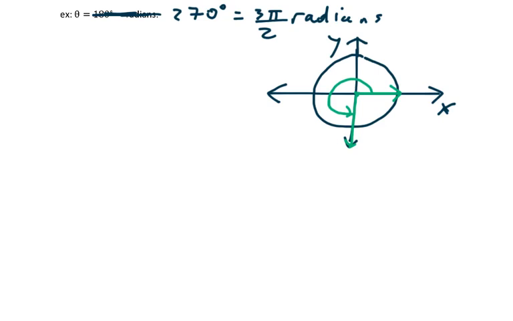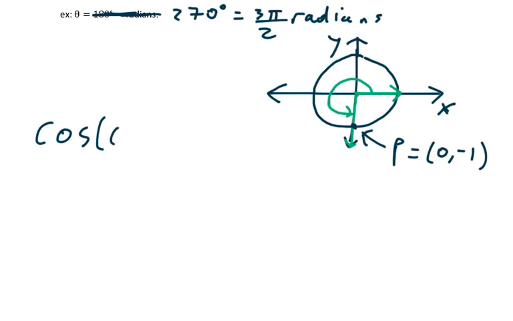Now the question is, what is this point here? That's our P, which in this case is going to be 0, -1. So here we have our P. And now let's get the trig functions.